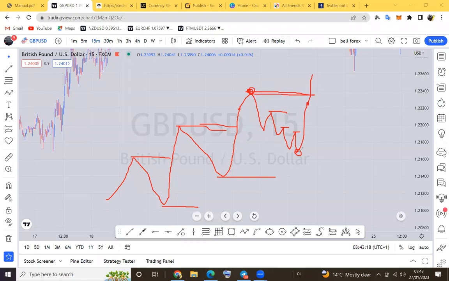Until a swing structure is broken, the trend has not changed. Until a swing structure is broken, the trend has not changed. So, your ability to identify a swing structure from an internal structure will do you some good.